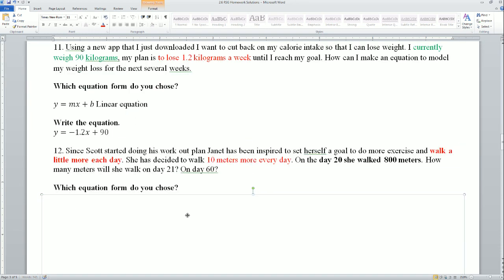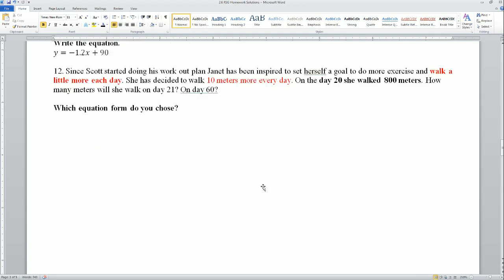Next, 12. Here's the scenario. It says, I walk a little bit more each day. Walk a little bit more each day. This indicates that the slope is not constant. It's changing every single day because it says a little bit more each day. Okay, she decides to walk 10 meters more each day.